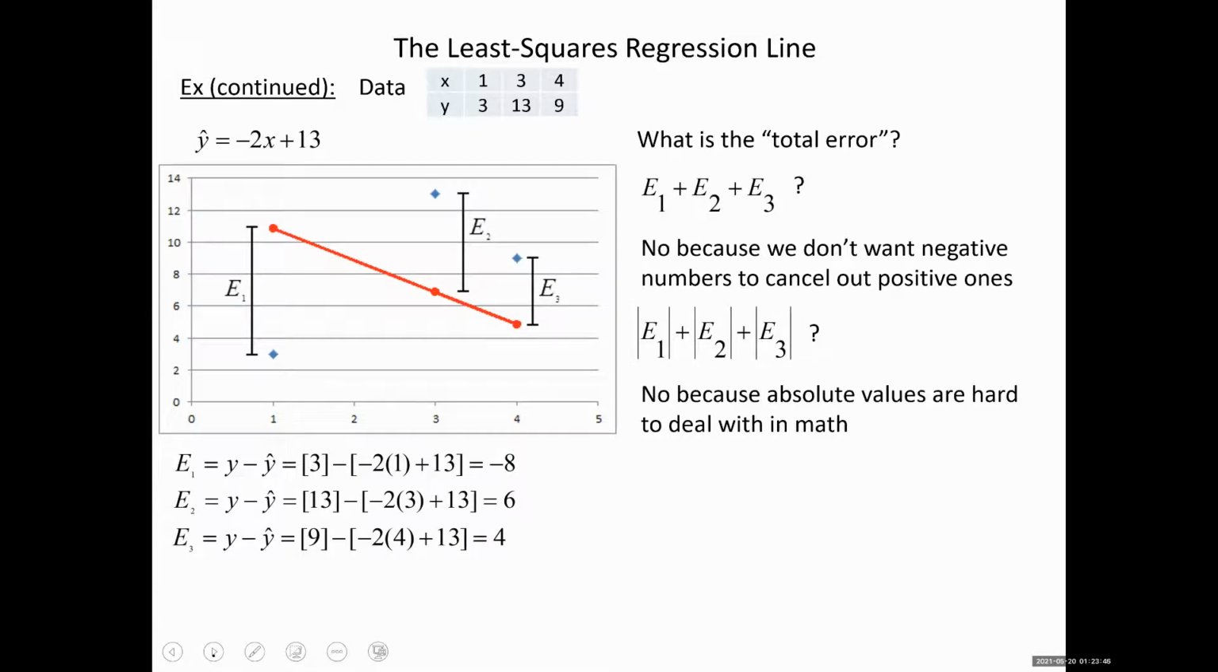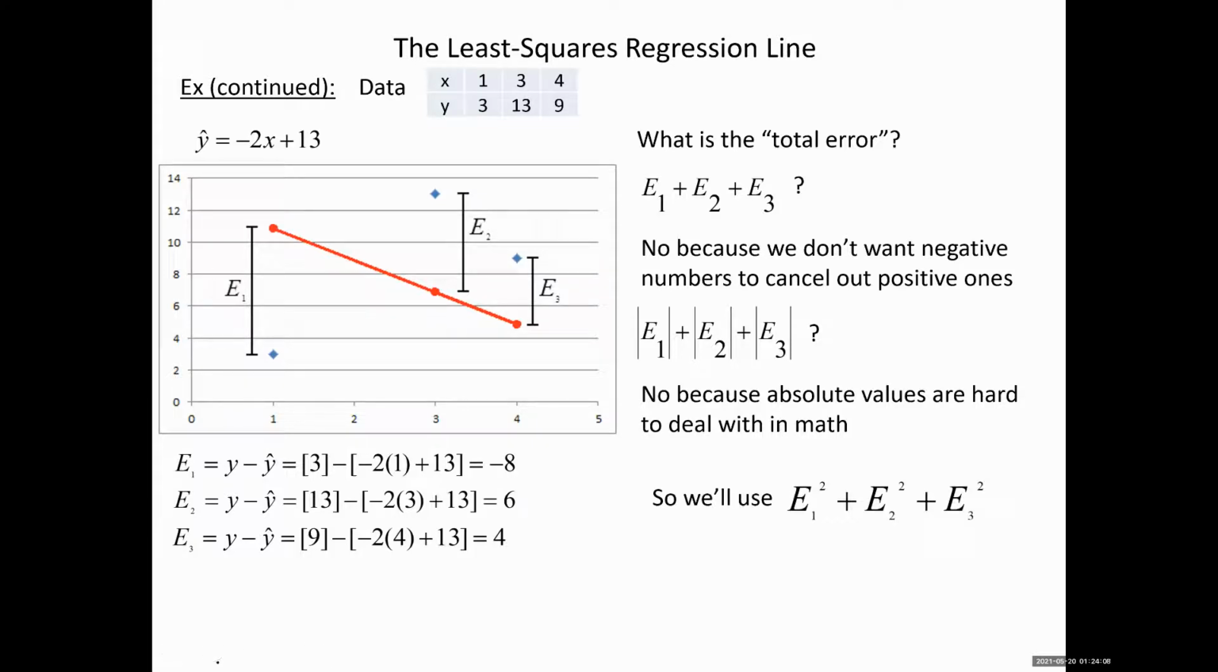The reason is because absolute values suck. That's the right answer. In math, absolute values suck. They're not easy to work with. Just like in the second day of class, we didn't use absolute values to get rid of the negatives because they're just hard to work with. So what are we going to do instead? We had to come up with a more creative way of getting rid of negatives other than using absolute values. And the answer was to square each of them.